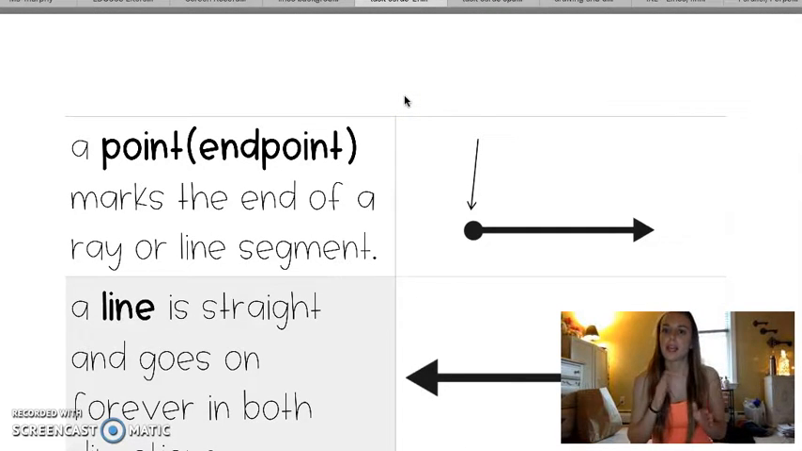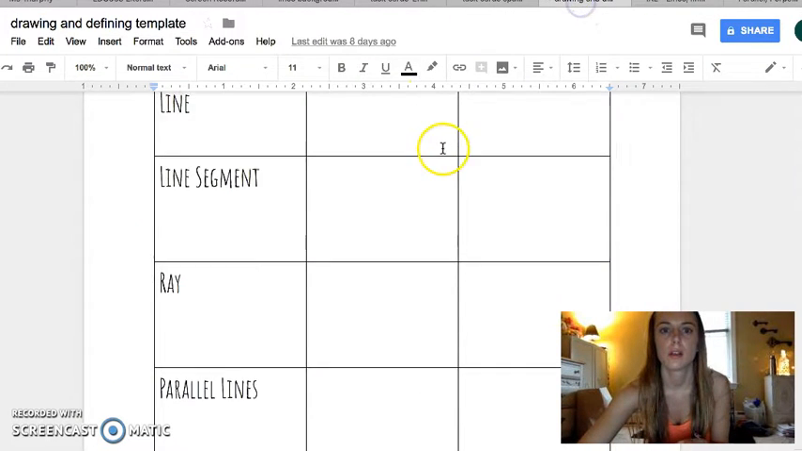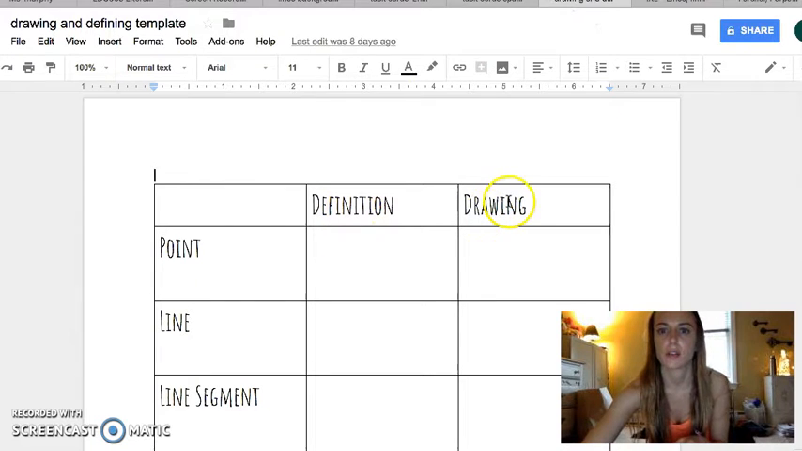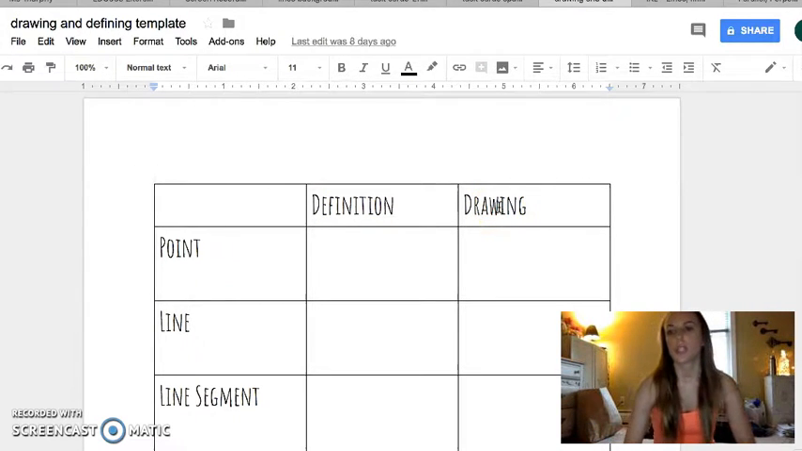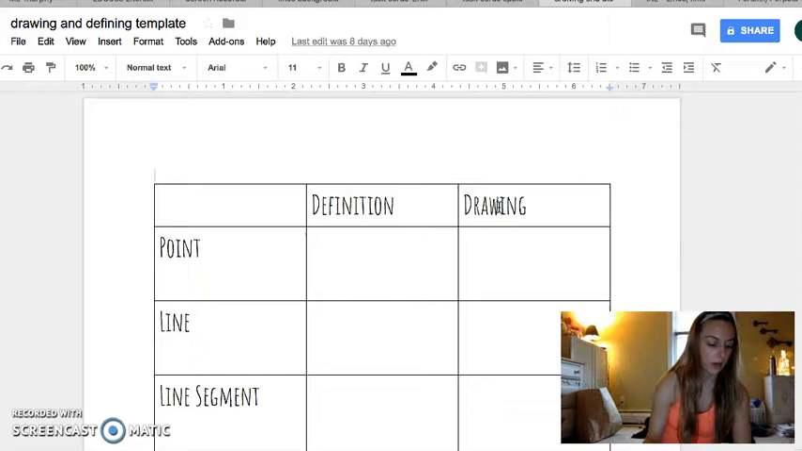As they were reading the definition and looking at the picture, they would be filling out this chart: definition, and then drawing. To accommodate the learners during this part, I would let them write the definition in any way that made sense to them. For example, if Brendan wanted to write in Spanish, that would be okay. And that's what they would do for that part.